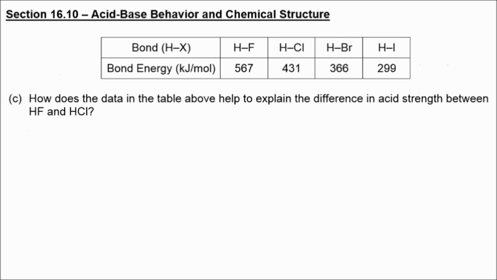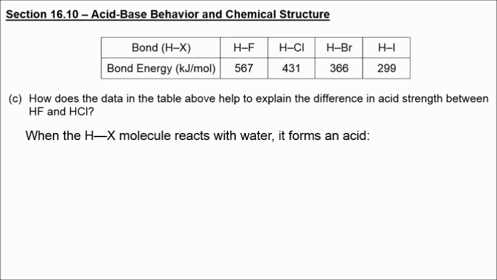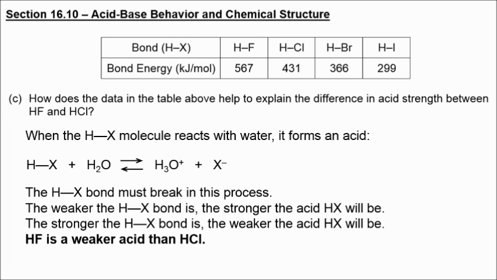So why is this relevant in terms of acids? Well, if you have a strong bond and it's hard to break, it's the breaking of that HX bond that will determine if it's going to behave as an acid. Since the HX bond must break in this process, the weaker the HX bond is, the stronger the acid HX will be. Said another way, the stronger the HX bond is, the weaker the acid HX will be. So since HF has the highest bond energy and requires the most energy to break, that would be a weaker acid than HCl. And then you could look at that as a comparison.